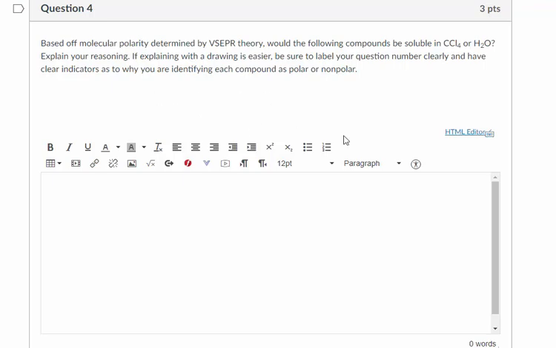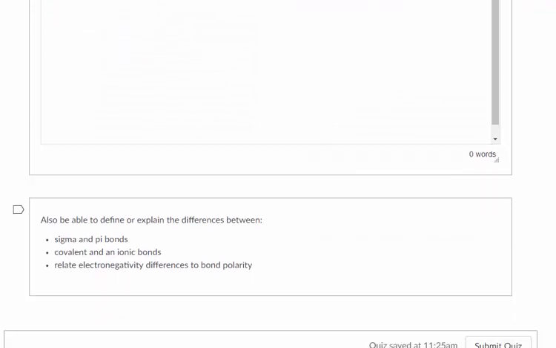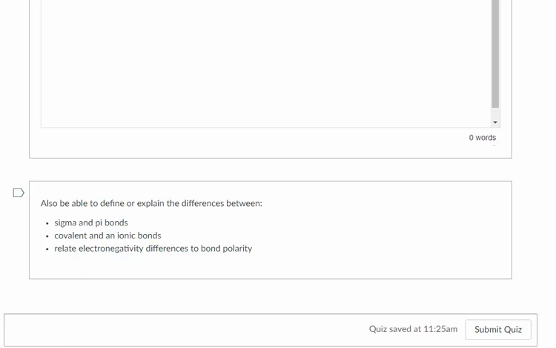Now you should also be able to define or explain differences between sigma and pi bonds, as well as covalent and ionic bonds. I will also need you to be able to relate electronegativity differences to bond polarity. Explain to me in words how the electronegativity difference lends to the polarity of a bond.